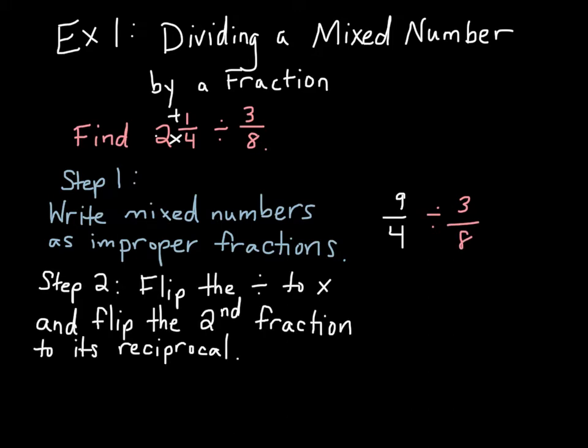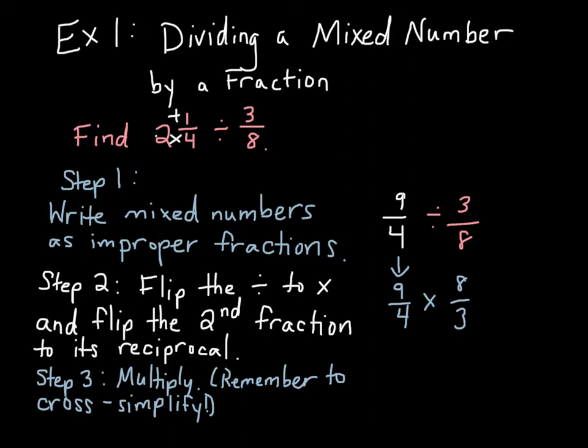So step 2 is to flip that division sign to multiplication and flip the second fraction to its reciprocal. And remember that when we do that, nothing changes with that first fraction in terms of flipping it or changing it. And we are going to make that division sign multiplication like we mentioned, and then we're going to make 3/8 into its reciprocal. So we just flip that upside down. So it's 8/3.